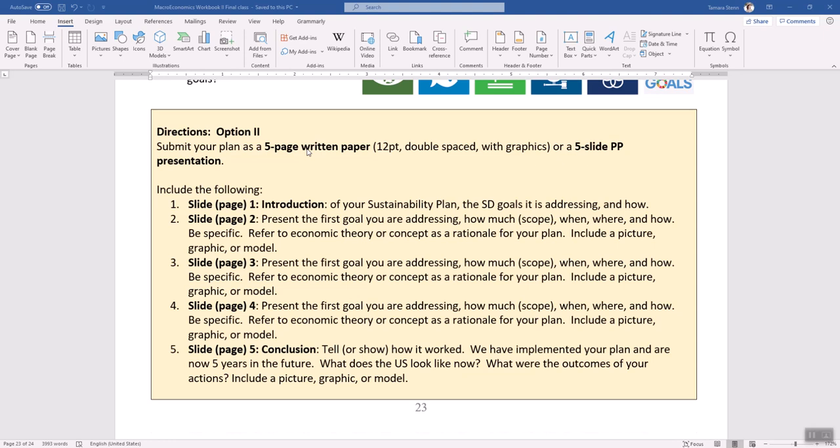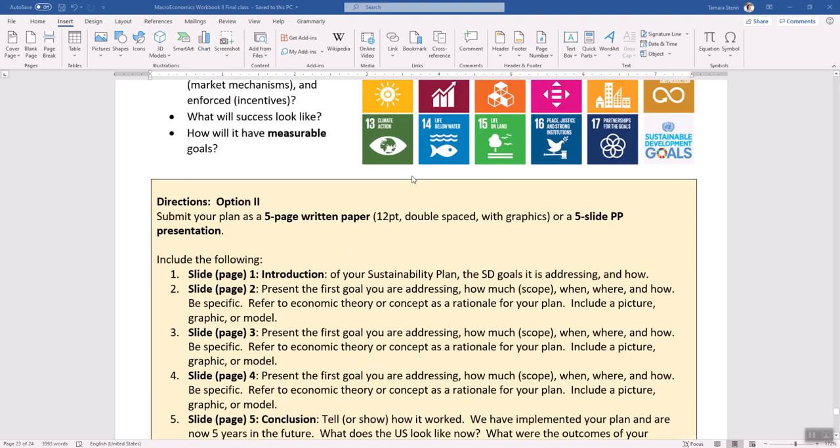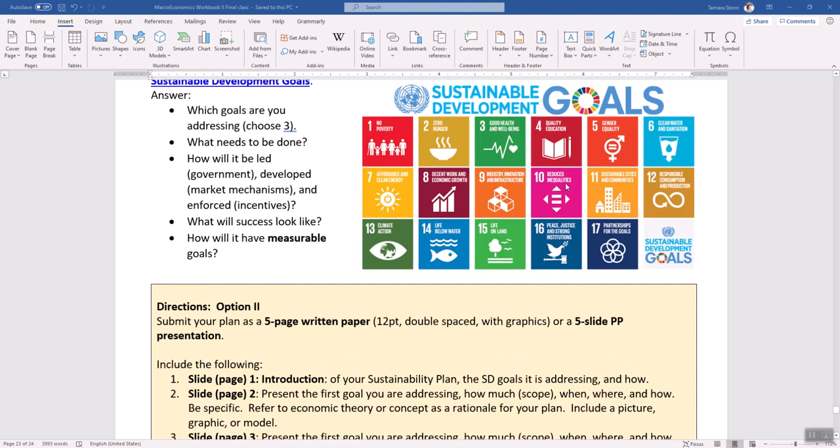Slide 1 is going to be an introduction. It's going to tell us what our plan is, what goals we are addressing, and how. So let's say I'm choosing to address number 10 by having that national income, and then I'm going to address number 15, life on land, by having continued low usage of cars. And I'm just looking at the sustainable development goals to see if that fits someplace better.